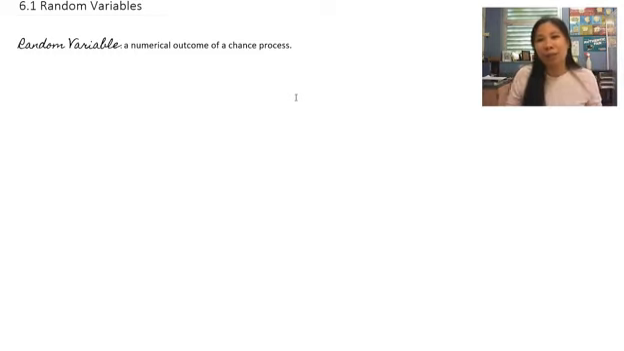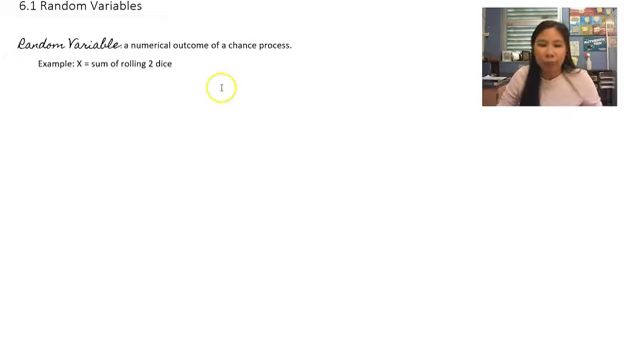A numerical outcome just means that whatever I'm doing, the outcomes are all numerical. Flipping a coin, heads or tails, would not be numerical because heads and tails are not numbers. An example of a random variable could be the sum of rolling 2 dice. When you roll 2 dice, you get a sum, and all the different outcomes could be 2, 3, 4, 5, 6, 7, 8, 9, 10, 11, 12, because those are all the numbers that the 2 dice could add up to. That's numerical because they are numbers, and it's all the outcomes.